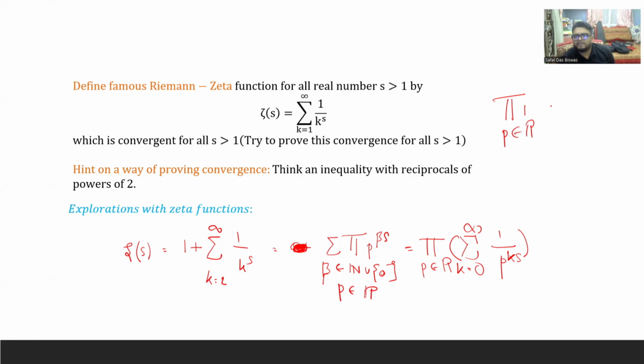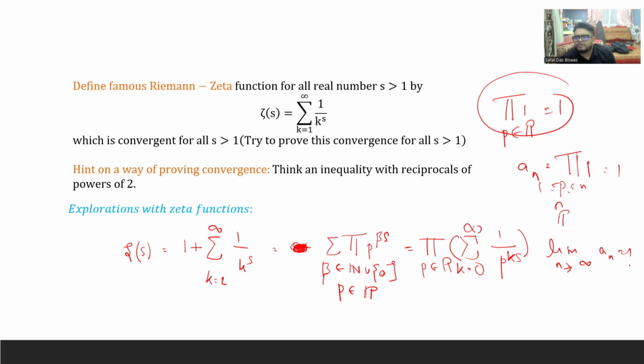No, it's not divergent. It's just one. Why is that one? Because if you just take a_n to be the product over all primes that are less than or equal to n, with n greater than or equal to 1, you are taking this product over p belonging to P, so you will just get 1. And this is true for every natural number. In other words, the limit as n tends to infinity of a_n equals 1, right?